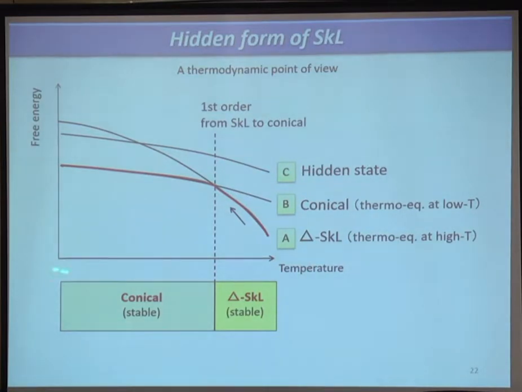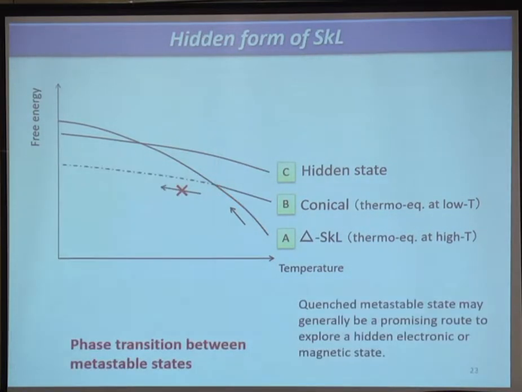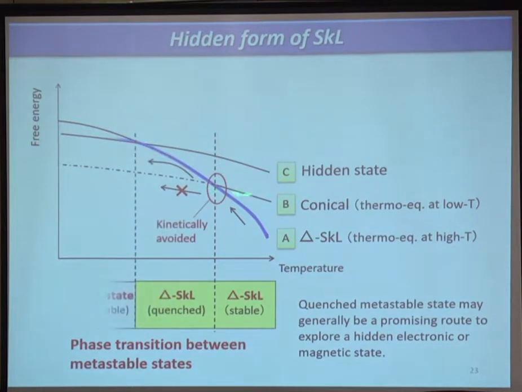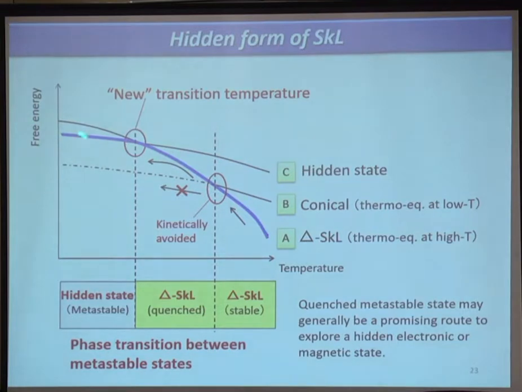This is the hypothetical temperature dependence of free energies for three phases A, B, C. Suppose A is the triangular phase, B is the conical phase, and C is some hidden state. When slowly cooled, the triangular Skyrmion lattice goes into the conical state through this first order phase transition, and the C phase never appears. So this is the reason why I call the C phase a hidden state. But when rapidly cooled, this first order transition can be kinetically avoided. As a result, the triangular Skyrmion lattice can be supercooled to a low temperature.